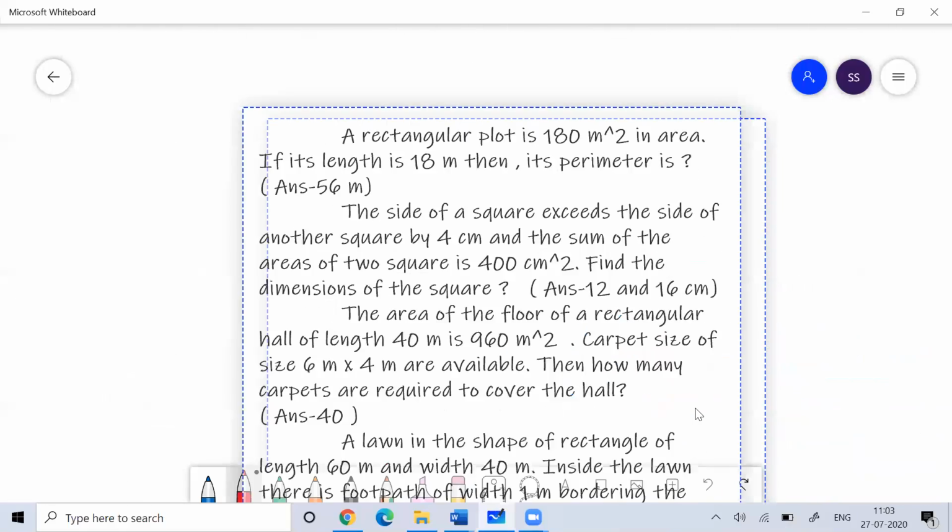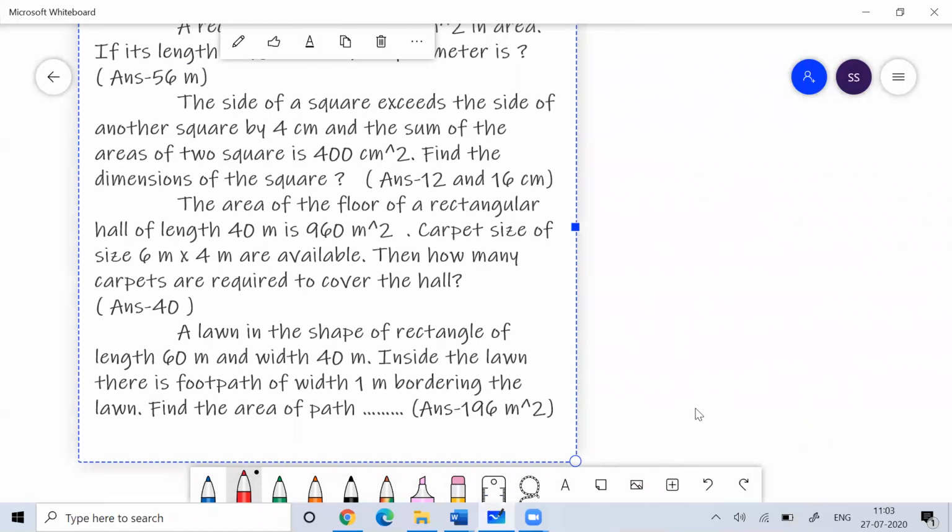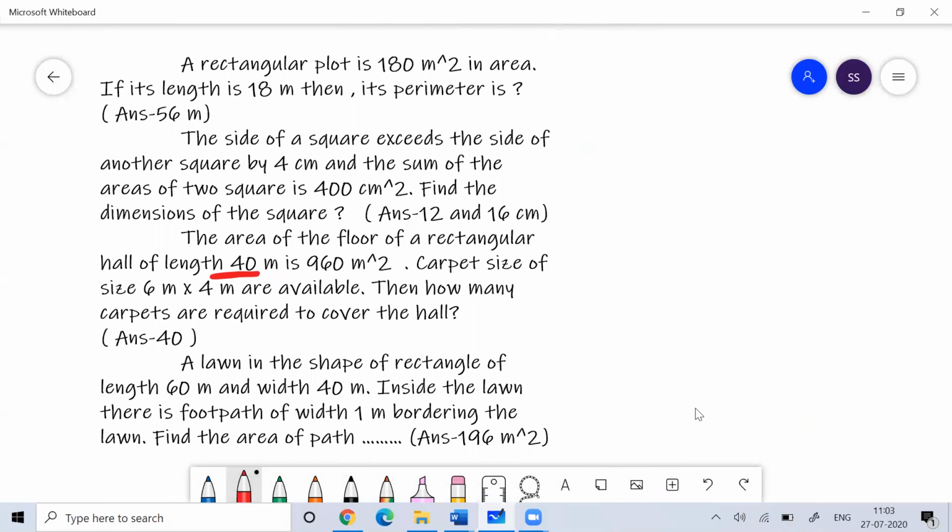So the length is 40. If the length is 40, then the breadth would be 24. So 24 into 40 would be 960. Then carpet size of 6 meter into 4 meter are available.